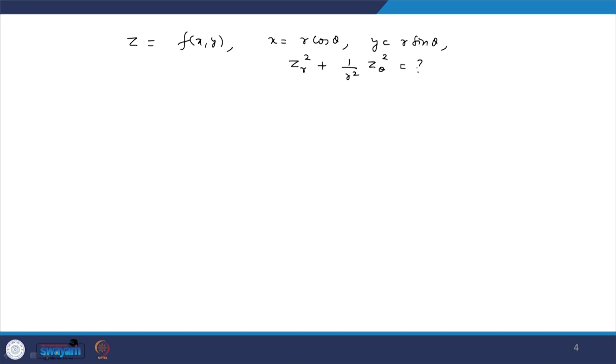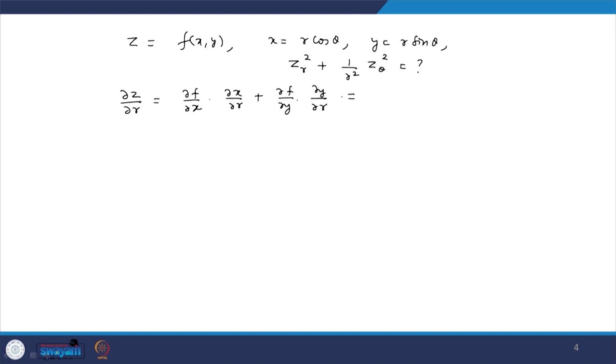This is to compute. So, let us first find del z by del r. It will be del f by del x into del x by del r plus del f by del y into del y by del r. This is simply by chain rule, because z is a function of x and y, and x and y are again functions of r and theta. So, if you want to compute del z by del r, then this will be first del f by del x into del x by del r, and since f is a function of y also, plus del f by del y into del y by del r.